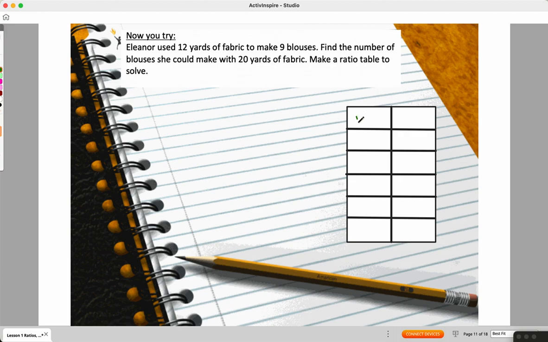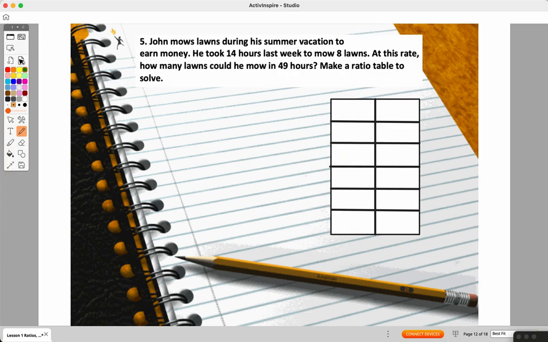Pardon me. So we have our blouses here and we have our yards here. So we get to this idea that she can make 9 blouses with 12 yards. I know she has 20, but I can't really get from 12 to 20 easily. But I could simplify. They're both multiples of 3, so I can get down to 3 for 4. And I go, oh, 4 to 20 is times 5, so she could make 15 blouses with 20 yards of fabric. And that works the same way whether John mows the lawns, or we work our way up to Jeremy.